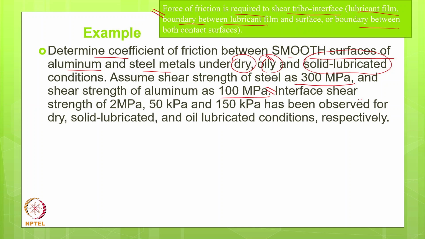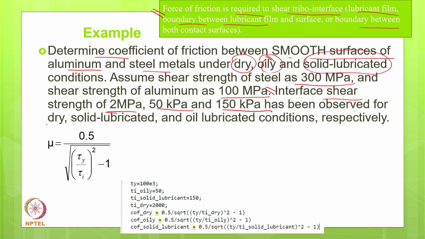And what we need to calculate is the interface shear strength. In one case, particularly when there's a dry case, solid to solid surface, then the interface shear strength is 2 megapascal. When it's the oily case, it is 50 kilopascal, and when it comes to the solid lubricant, the shear strength is around 150 kilopascal. So we need to find out the coefficient of friction, and the coefficient of friction equation is something like this only.